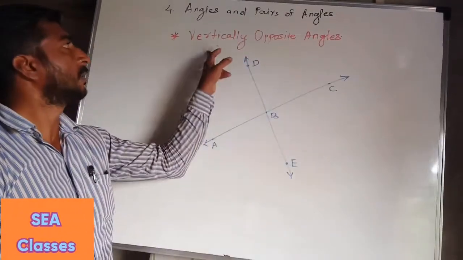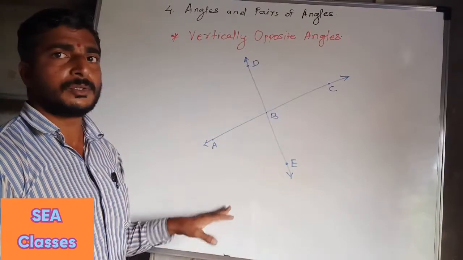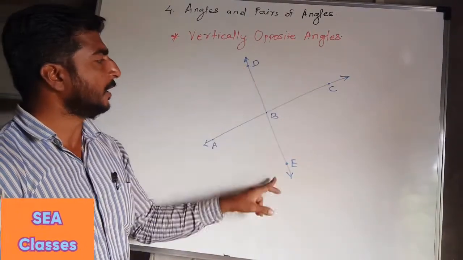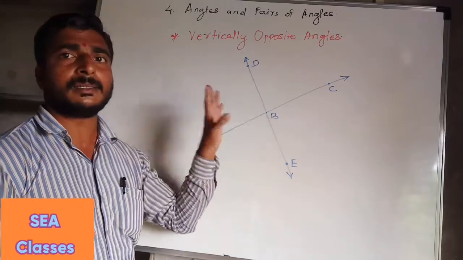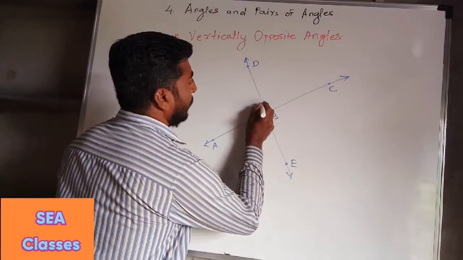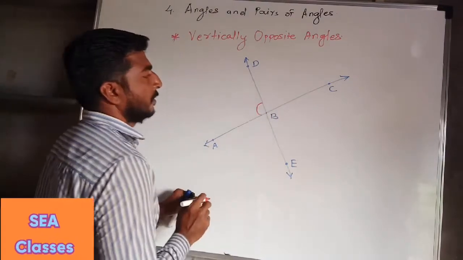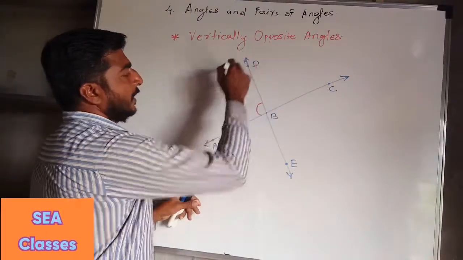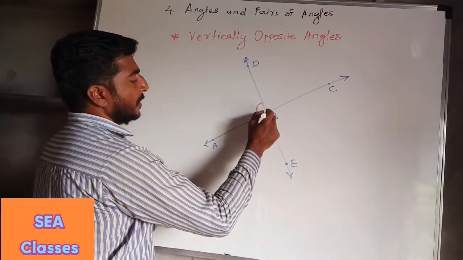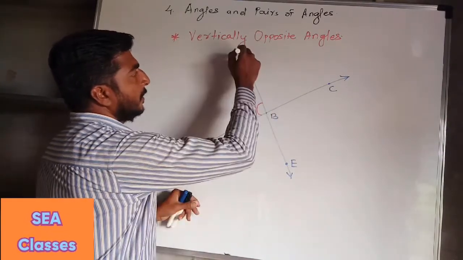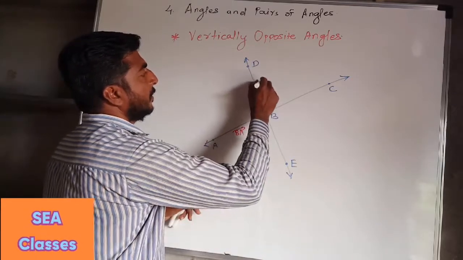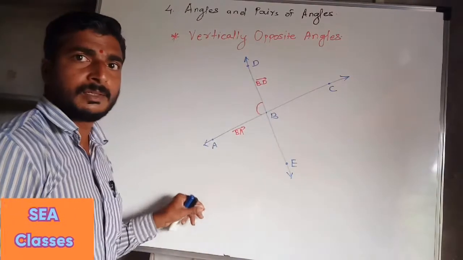So here we will learn vertically opposite angles. You can see in this figure, line AC and line DE are intersecting each other at point B. So you can see this angle ABD is formed by the two rays, ray BA and ray BD.